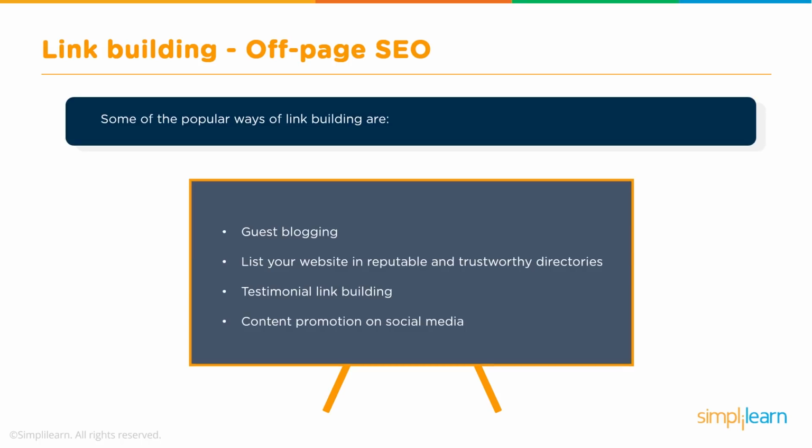And how do we do that? Well, I've listed here a few ways to do that. So you could do guest blogging, or blogging in general is a good off-page SEO / link building strategy. And I'll talk about more of that in a minute. But we can list our websites in reputable and trustworthy directories. I mentioned Wikipedia as an example, even though Wikipedia may not be classified as a directory, but there are other directories out there. You could ask for testimonials.